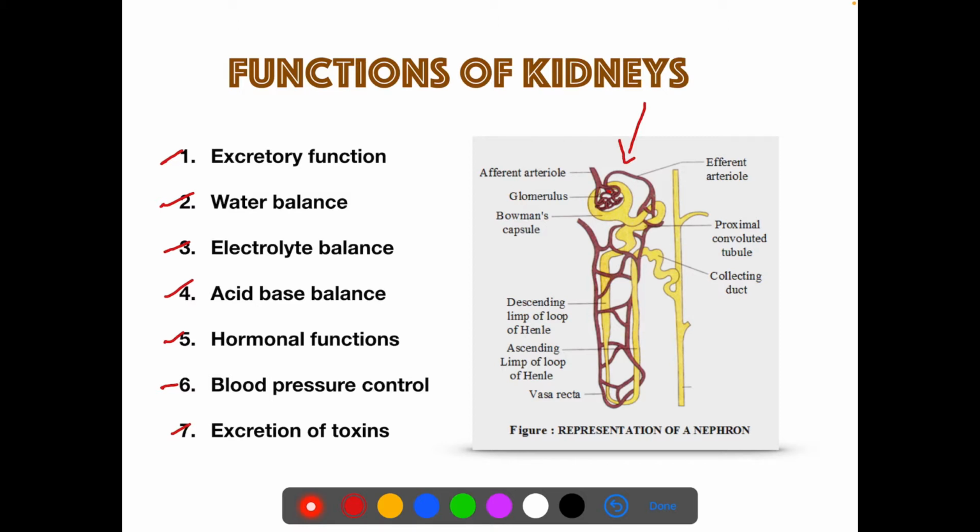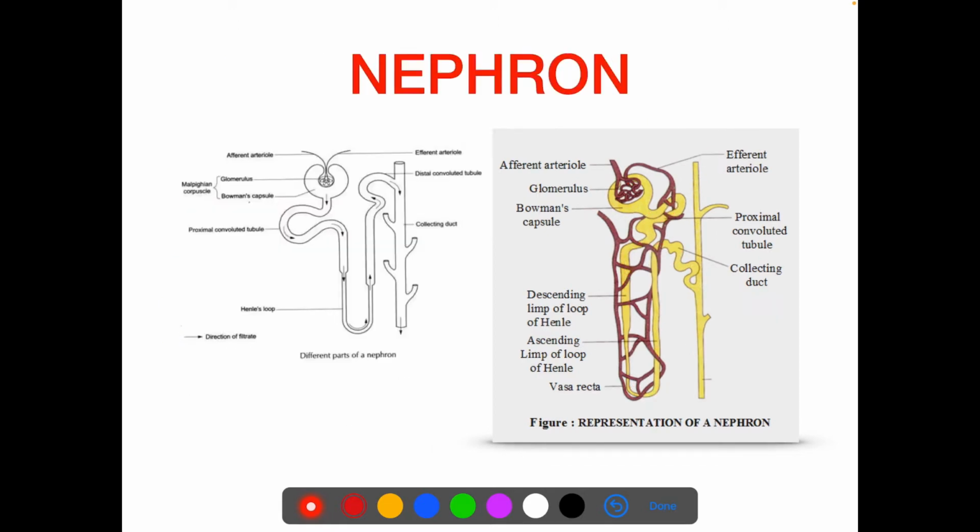This will be flowing through the proximal convoluted tubule, then it will go into the loop of Henle, then the distal convoluted tubule, and finally it will reach the collecting duct. After this, it will be excreted as urine. So this is the diagrammatic representation.